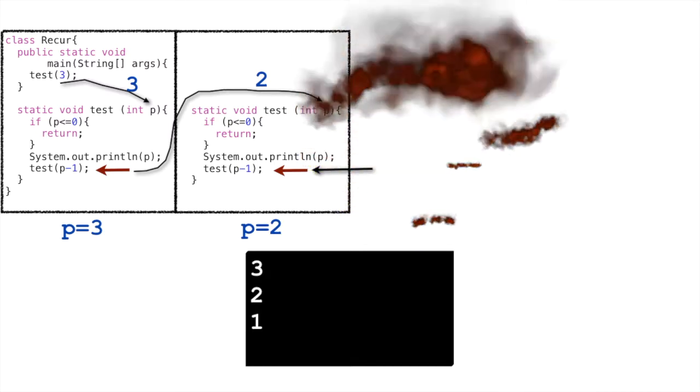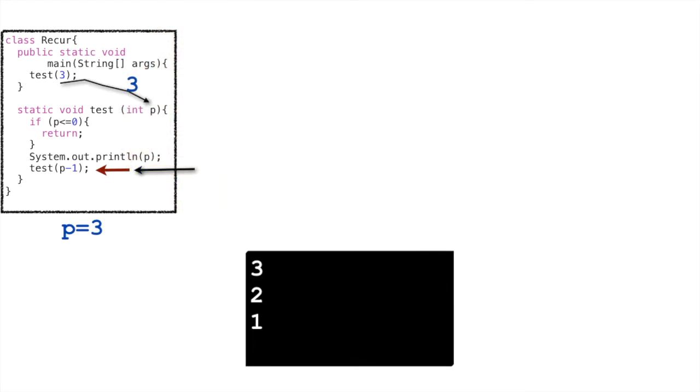We are back to the method with p equals 2. Nothing else to do in this method. We return to its caller. That is, we are currently back to the method with p equals 3. We do not have anything else to do in this method. Therefore, we return back to its caller, which is the main method. In the main method, there is nothing else to do. Therefore, the program terminates. Notice that you have the three numbers 3, 2, 1 already printed on the terminal.